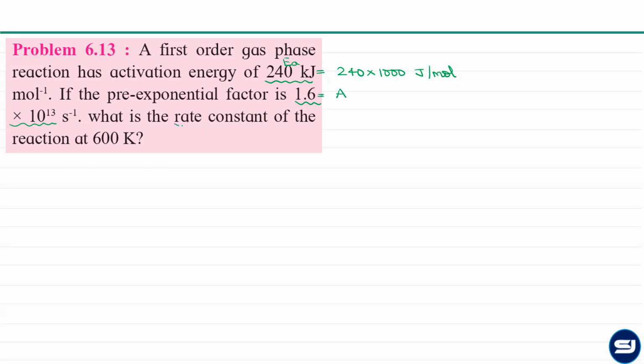What is the rate constant, that is K, at 600 Kelvin, that is T? Now how many temperatures are given? Just one. Use the first formula. So that was log of k to the base 10 equals minus Ea by 2.303 RT plus log of A. If you do not remember, write the exponential form and then convert it into logarithm form. This derivation takes 2 steps.